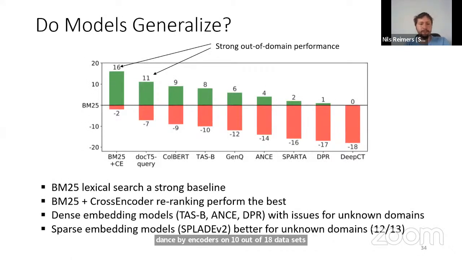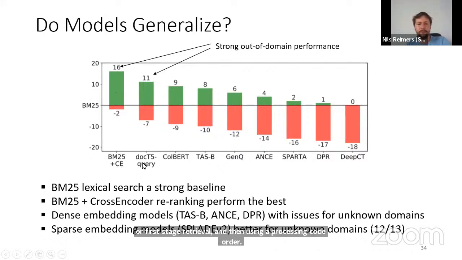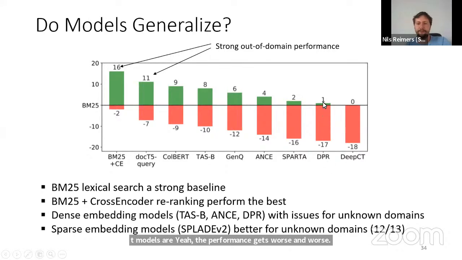And we not only tested dense bi-encoders, but a lot of different approaches. The best performing approach was BM25 for first stage retrieval and then using a cross-encoder. The second best approach was doc2query using a T5 model, which people call docT5query. And then for the other models, the performance gets worse and worse. For example, the dense passage retrieval model from Facebook was only doing well on Wikipedia because it was trained on Wikipedia, but on all the other 17 data sets, which it was not trained on, it was a lot worse than BM25 lexical search. These dense embedding models like TAS-B and ANCE have issues for unknown domains. But there are some new architectures called sparse embedding models, specifically SPLADE version 2, which work better for unknown domains. The authors tested it on 13 data sets, and it was better than lexical search on 12 data sets.